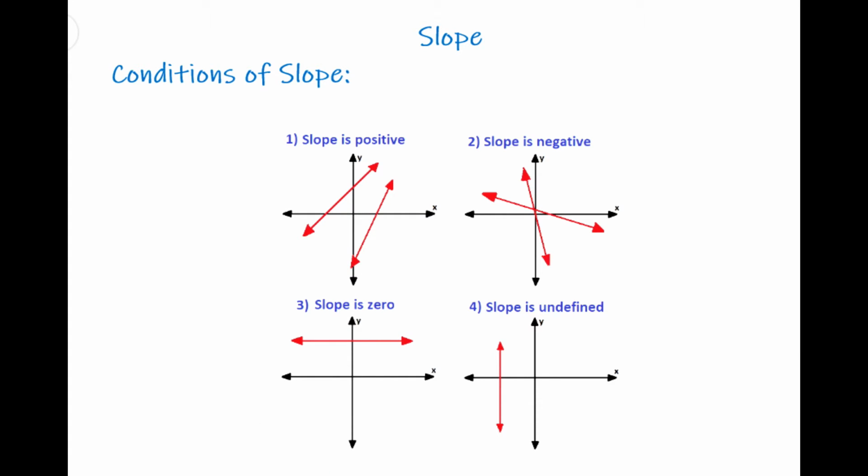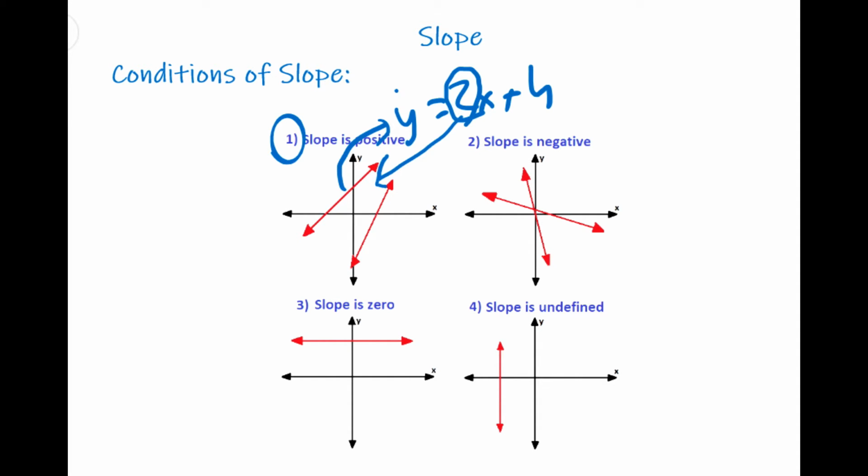In a linear equation, there might be 4 different cases for slope. In the first case, slope might be positive. In the second case, slope might be negative. And in the third case, slope may be 0. And in the fourth case, slope might be undefined. In the first case, the equation is going to look like this. Y is equal to, let's say, 2x plus 4. If this is positive, then the line is going to go from down left to the upper right.